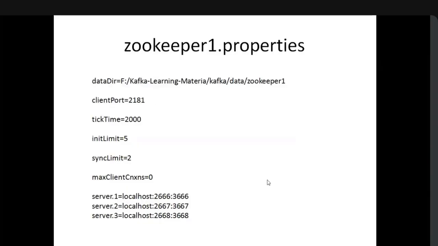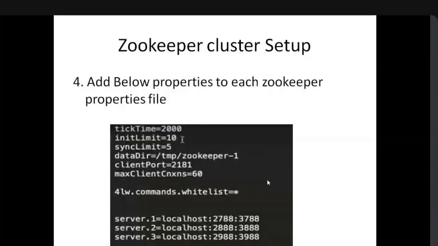Now, after creating this, we have to add these properties. There are a few extra properties which you have to add in each Zookeeper.properties file. One thing is called tickTime. tickTime you have to mention as 2000. Second property is initLimit, that you have to set up as 10. syncLimit you have to set up as 5. Okay, so these three things I will explain later once we start setting it up.